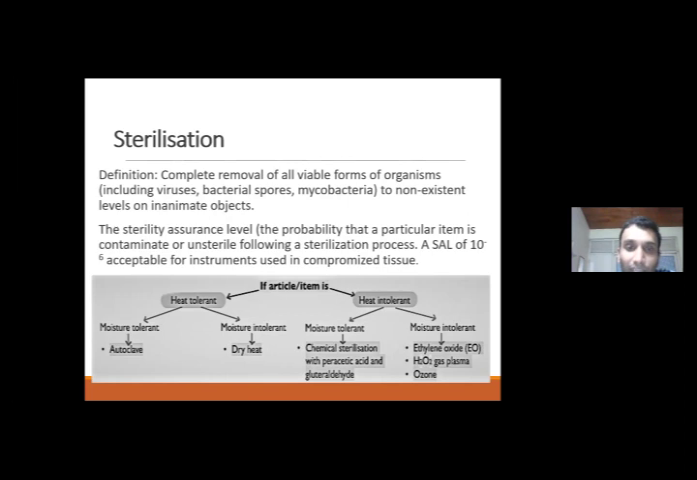So we can divide it according to the instrument's capability: heat tolerant as well as moisture tolerant. If the instruments are heat tolerant and moisture tolerant, we can use the autoclave. If the instruments are heat tolerant but not moisture tolerant, we can use dry heat. If the instruments are intolerant to heat but moisture tolerant, we can use chemical sterilization with peracetic acid or glutaraldehyde. If the instruments are intolerant to both heat and moisture, we can use ethylene oxide or H2O2 gas plasma.